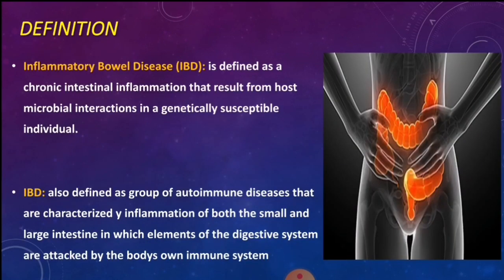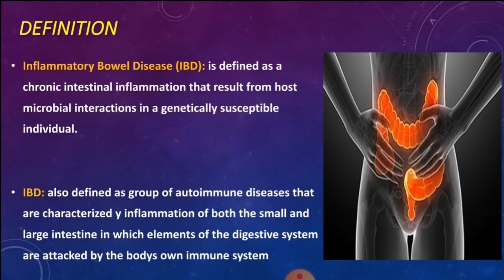Definition. Inflammatory bowel disease is defined as a chronic intestinal inflammation that results from host microbial interactions in a genetically susceptible individual. Inflammatory bowel disease is also defined as a group of autoimmune diseases that are characterized by inflammation of both the small and large intestine, in which elements of the digestive system are attacked by the body's own immune system.